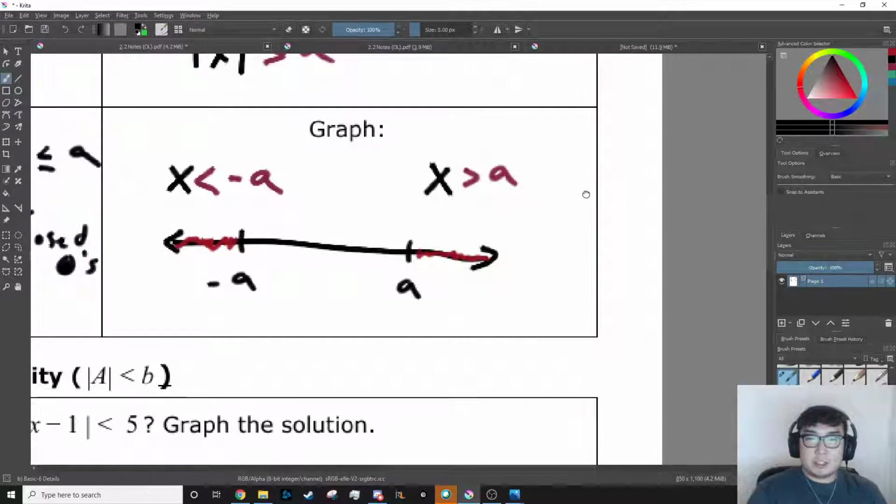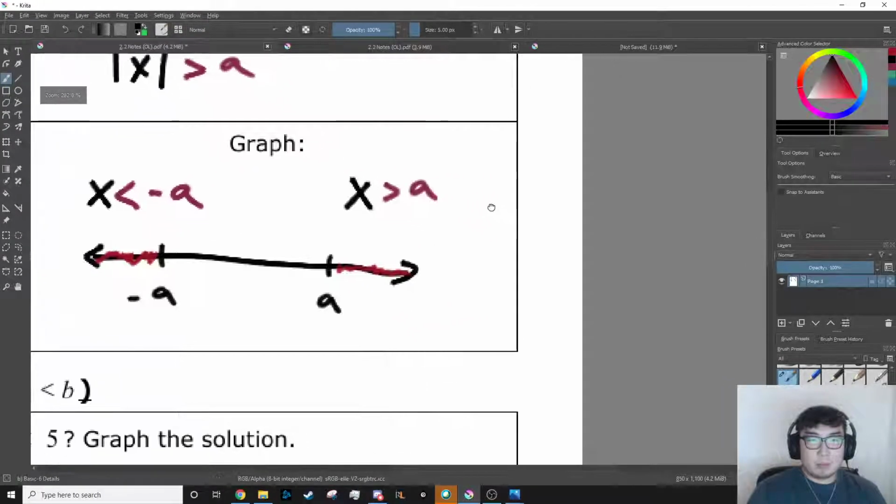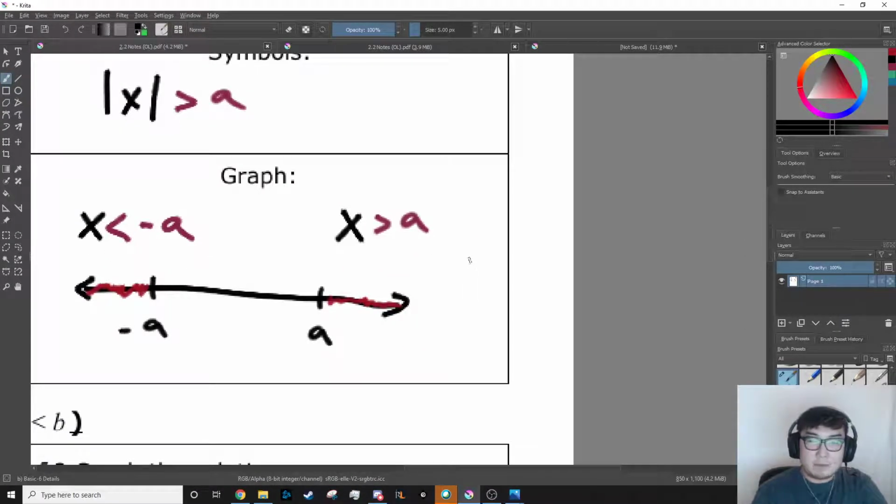And let me do an example problem for this one, because this one's probably the more confusing one. Like, let's say, for example, absolute value of 2 is greater than a. That means that 2 has to be greater than a, and actually, hold on. Absolute value of x is greater than 2. All right, there we go.